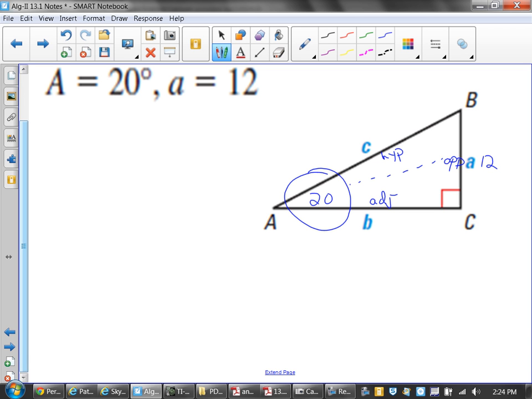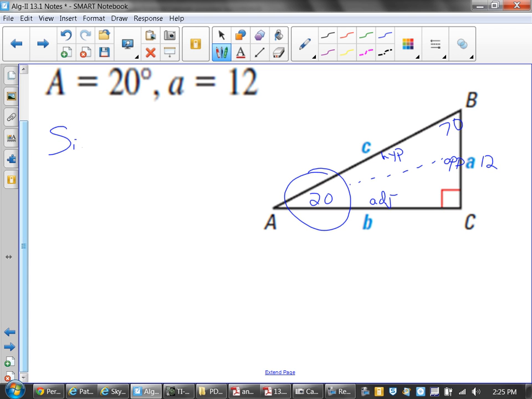Finding angle B is a piece of cake. What is it? 70. Everybody agree that's 70. Again, 180 degrees in a triangle, take out the 90, you're left with 90 to split. So if I want to work with my opposite, my angle, to find my hypotenuse, what trig function works with opposites and hypotenuse? Sine. Yeah, very good.